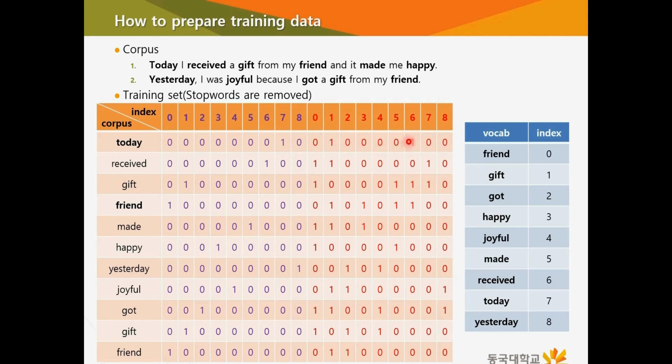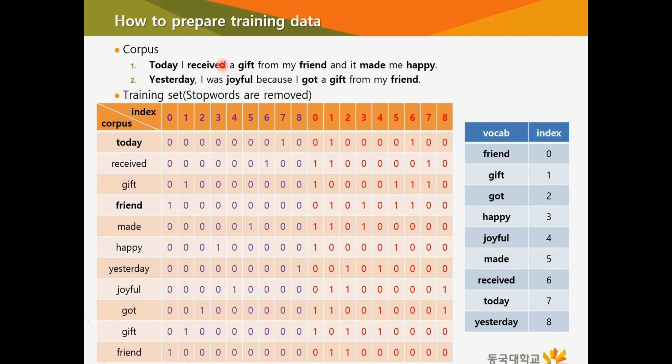all other positions 0. Now let's look at the second example, "friend". If you look at the word "friend" in the first sentence, this time it has neighboring words on the left. So you denote all positions that belong to "received", "gift", "made", "happy" in the vocabulary as 1 in the vector representation.